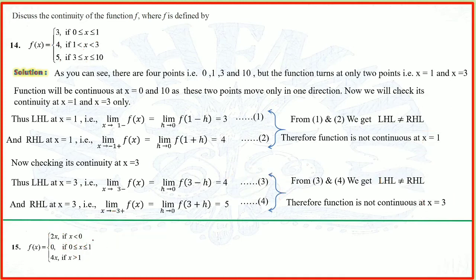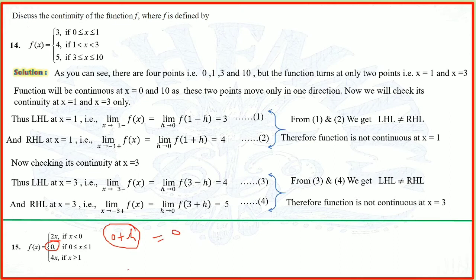Now when you will be taking the right hand limit at 0, you will be putting 0 plus h in place of x in the function, and at that point the value is already given as 0, so you do not need to change any variable. Directly you will be putting the right hand limit as 0.